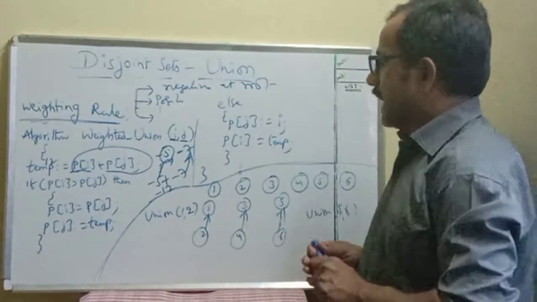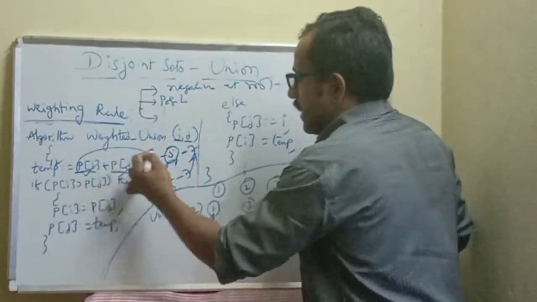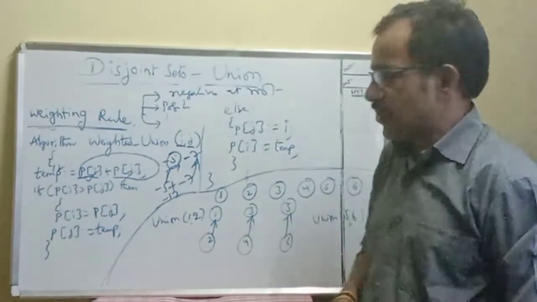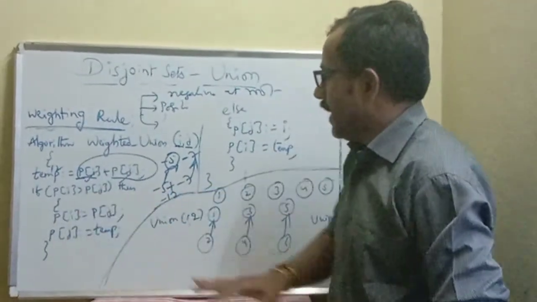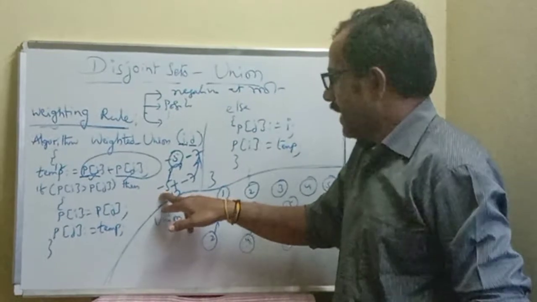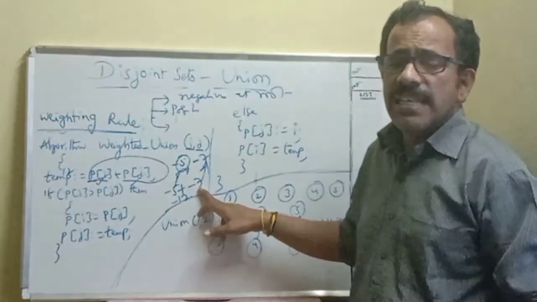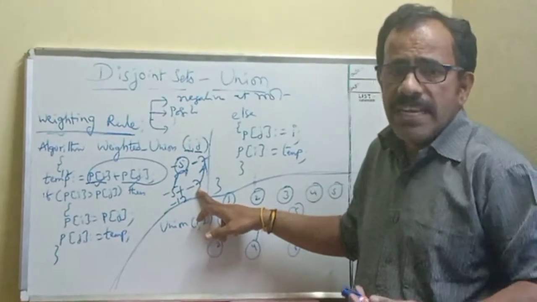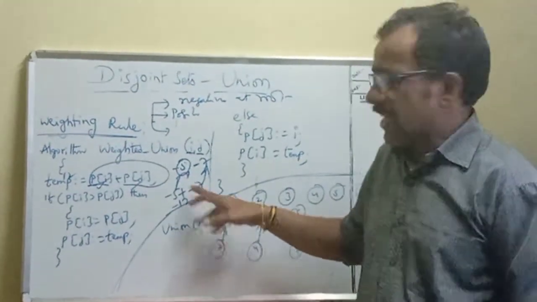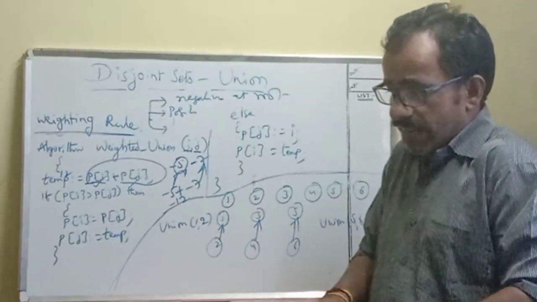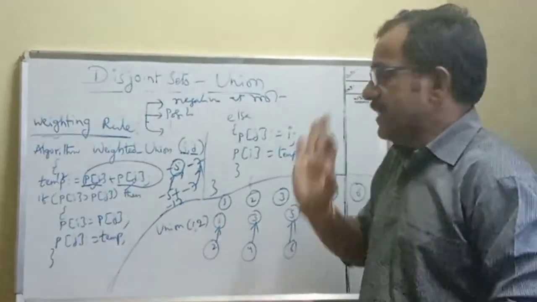Next, compare P of I and P of J, because that comparison shows which subtree has fewer nodes. First compare P of I and P of J. What is P of I? Minus 5. What is P of J? Minus 7. Ultimately minus 5 is greater than minus 7, because minus 5 is nearer to 0 compared to minus 7. That's why minus 5 is greater.